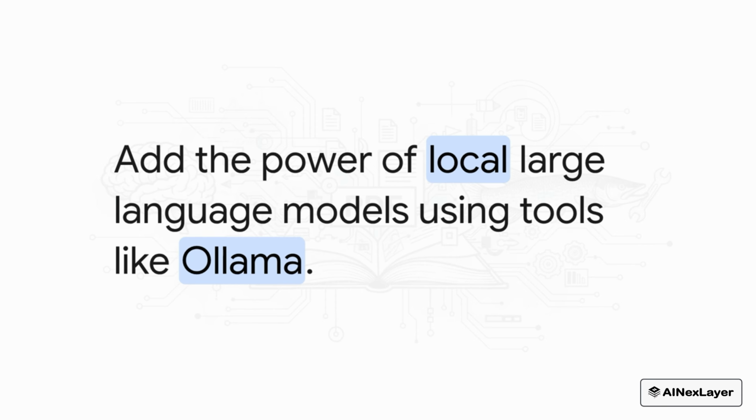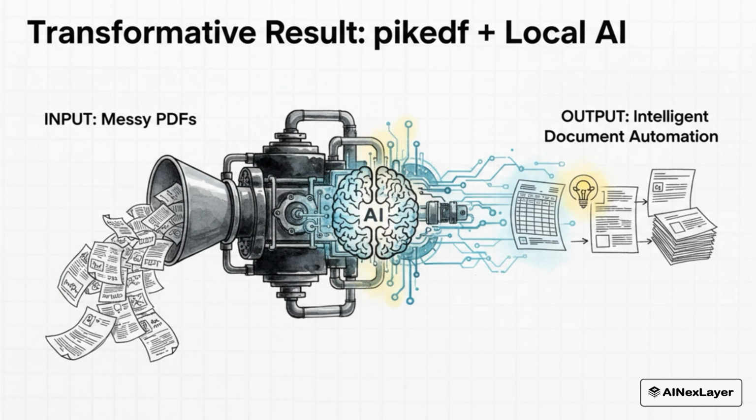There's no third-party API. The process is simple. Pike PDF extracts the raw text, you feed that text to your local AI for analysis, and then Pike PDF uses that AI output to create a new, smarter version of the PDF. And the result? You get something truly transformative, intelligent document automation. We're moving way beyond just shuffling pages around. We're now actually understanding and enhancing the content within those pages.